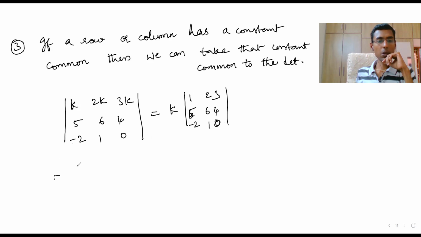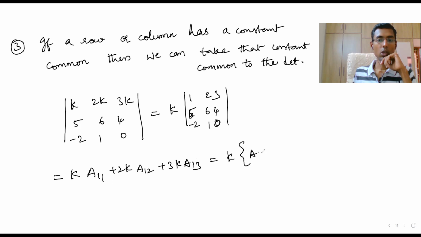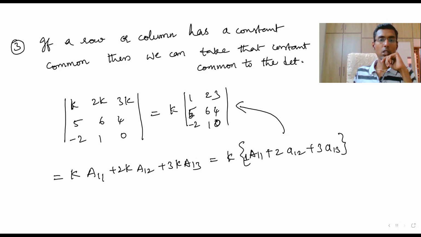Because here, if you expand the determinant, what will happen? K into its cofactor, plus 2K. Just I'll write again. K into its cofactor A11, plus 2K into its cofactor A12, plus 3K into its cofactor A13. So the next step, what you can write, K you can take common: 1 into A11, next plus 2 into A12 plus 3 into A13. K is common, like that.